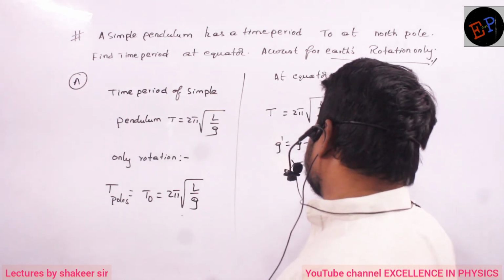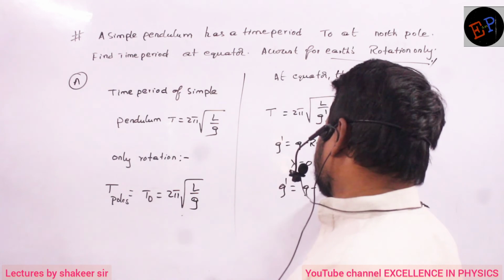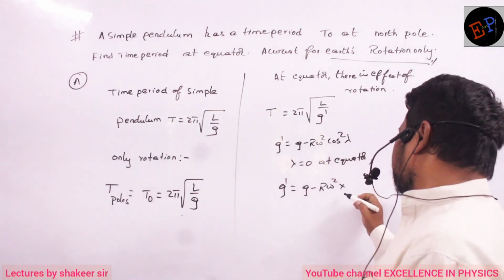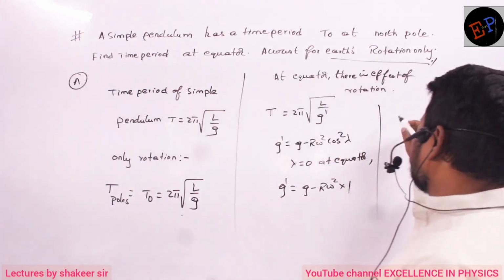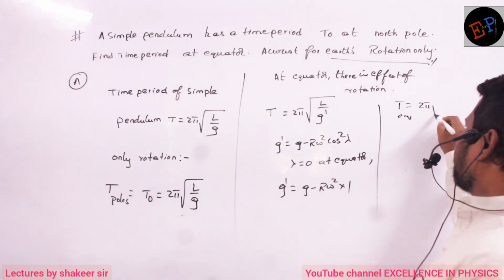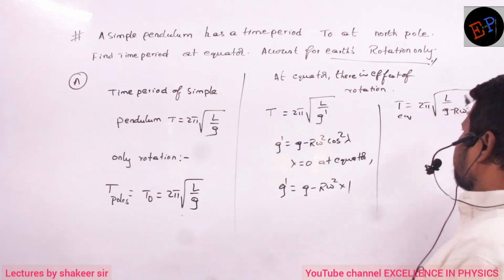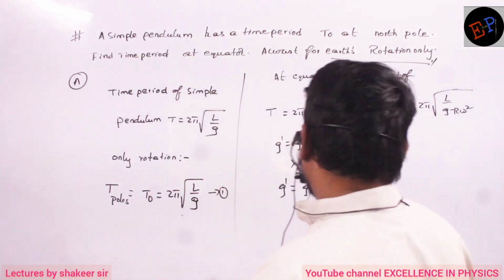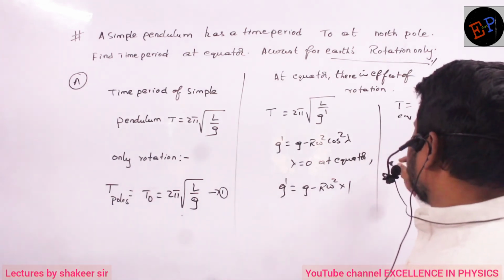That's all, no? So therefore, substitute its value. So g' is equal to g minus Rω² multiplied by cos²λ, and cos² 0 is 1. So what is the equation for the new time period at the equator? It is 2π√(L/(g − Rω²)). This is the equation. So this was my first equation and this is my second equation. So just divide both of them. I want T only, no?